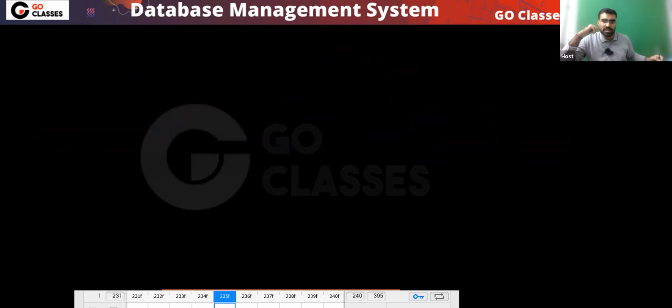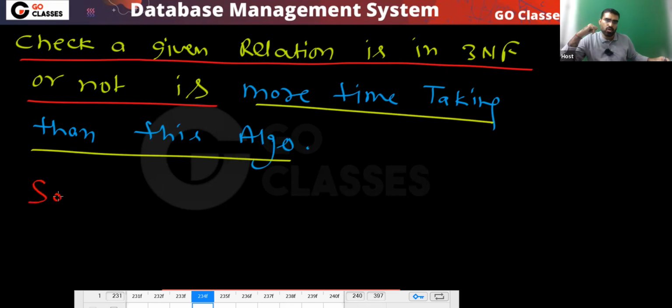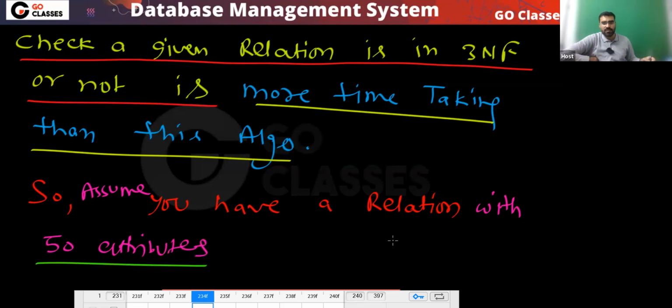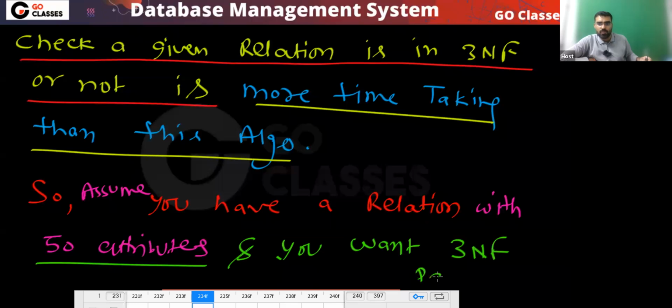So this is what people do. Let's assume you have a relation with, say, 50 attributes, and what you want is a 3NF database. This is what you desire.